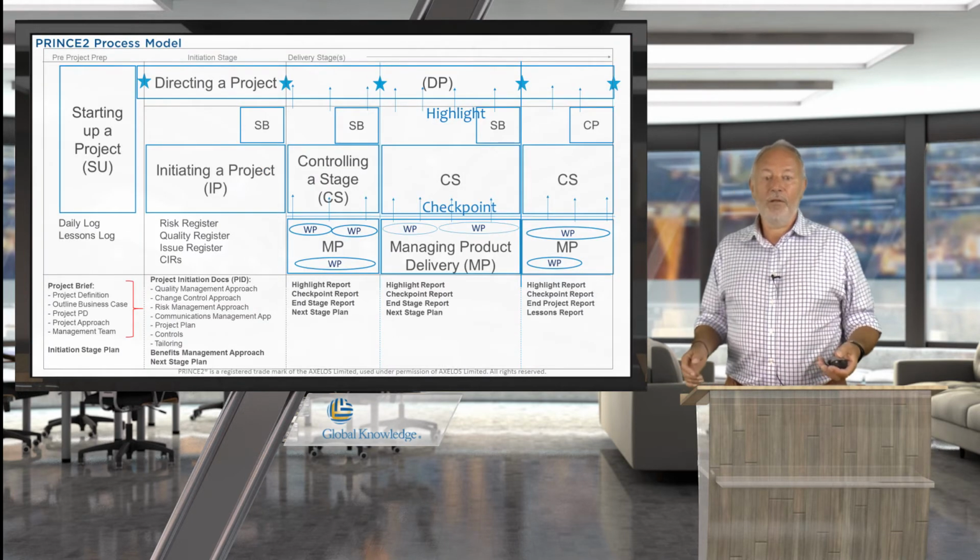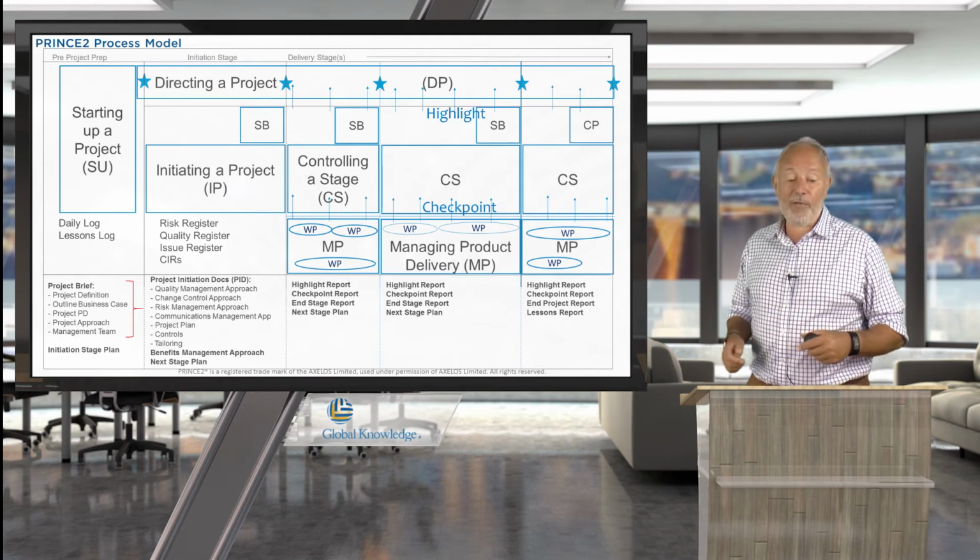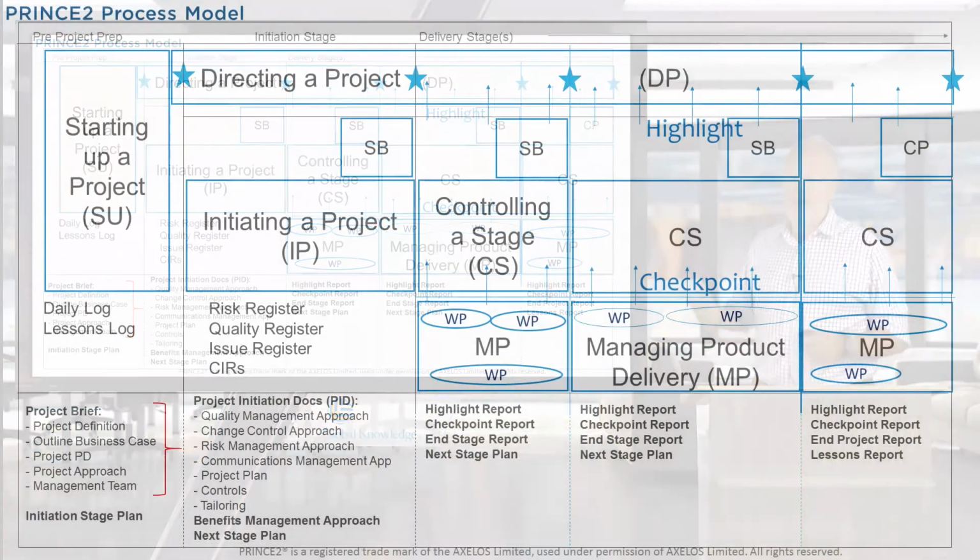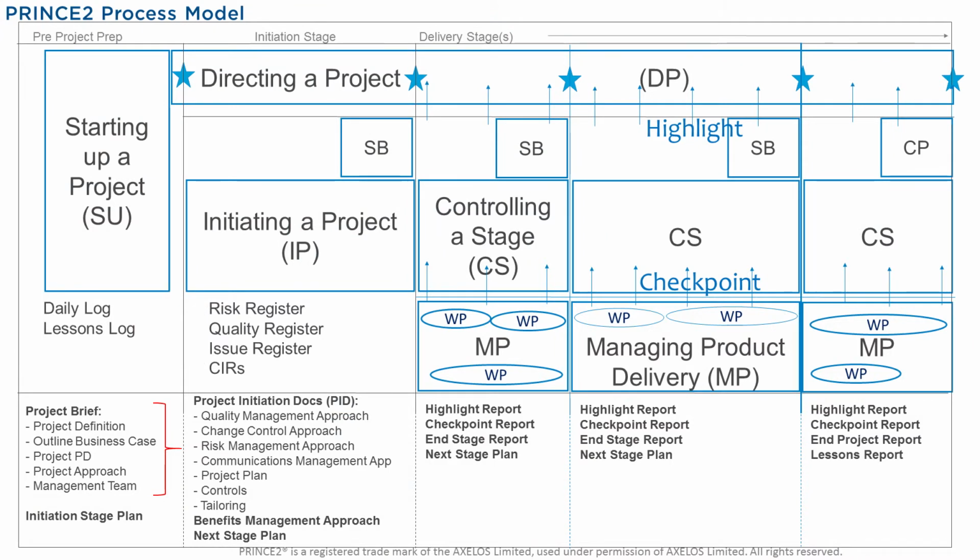Then we've got the fourth integrated element, which is the processes. And we see here the process model. And as with the themes, and the principles, there are 7 processes. These 7 processes are made up of initially starting up a project process, and this is pre-project, before the project starts. And remember, this is going to be about identifying whether we have a viable, achievable and desirable project. So we're going to do the minimum work necessary to answer those questions.